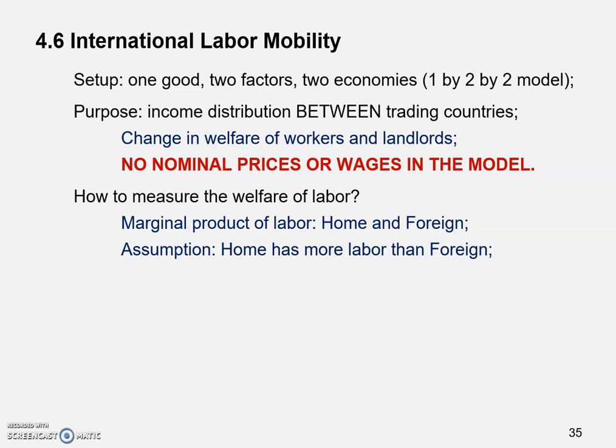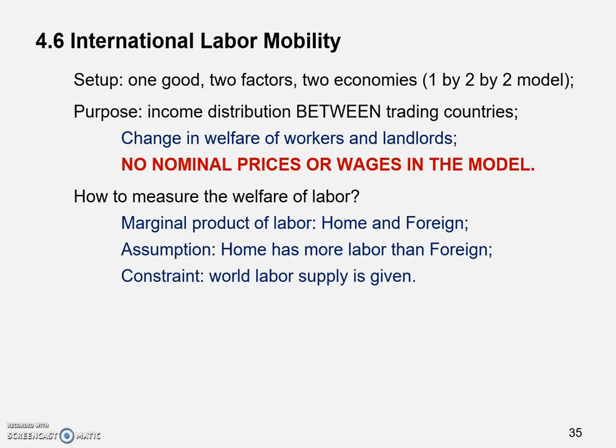As you could imagine, this assumption is just to help us simplify our analysis. You can easily make the opposite assumption. In other words, foreign has more labor than home. Okay, this is not going to change the methods of our analysis. Of course, the conclusion would be opposite if you use the opposite assumption.